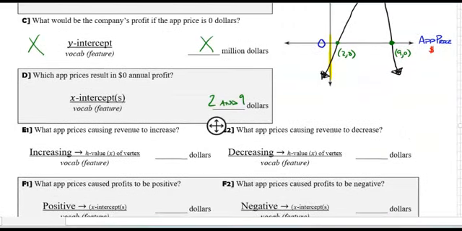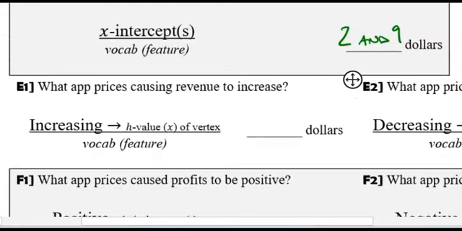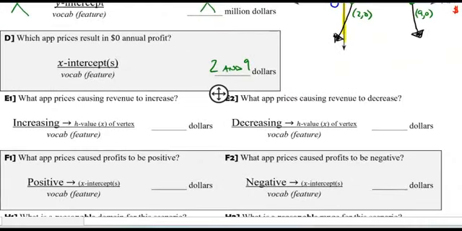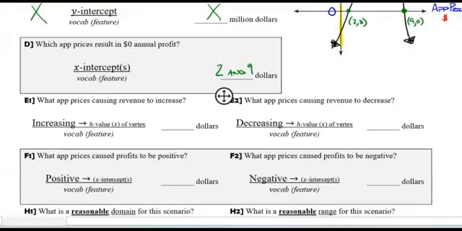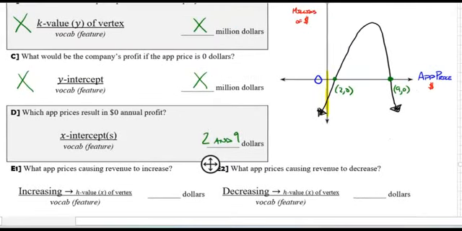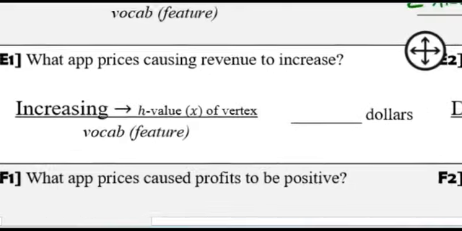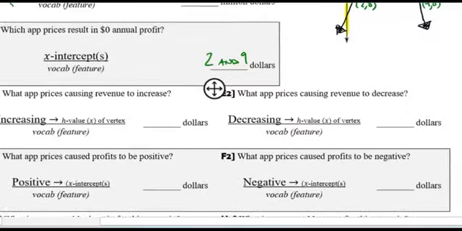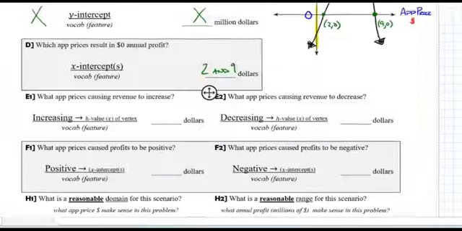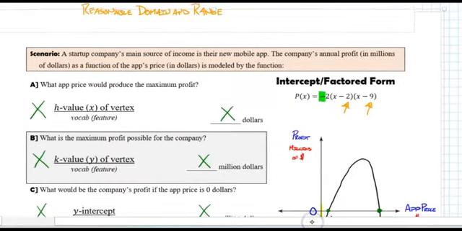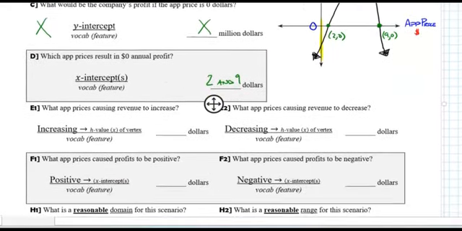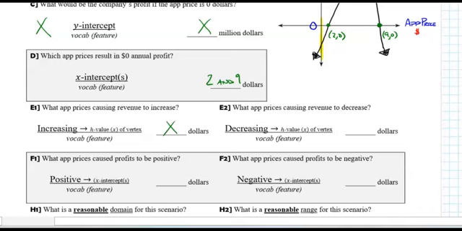Okay, well, what about what app prices cause revenue to increase and what app prices cause revenue to decrease? So looking at the graph, where is the graph increasing and where is the graph decreasing? Well, in order to answer that, we need to go ahead and find the h value of the vertex, which we were unable to find because it's not provided in the equation. So we are unable to determine increasing and decreasing intervals from intercept or factored form.